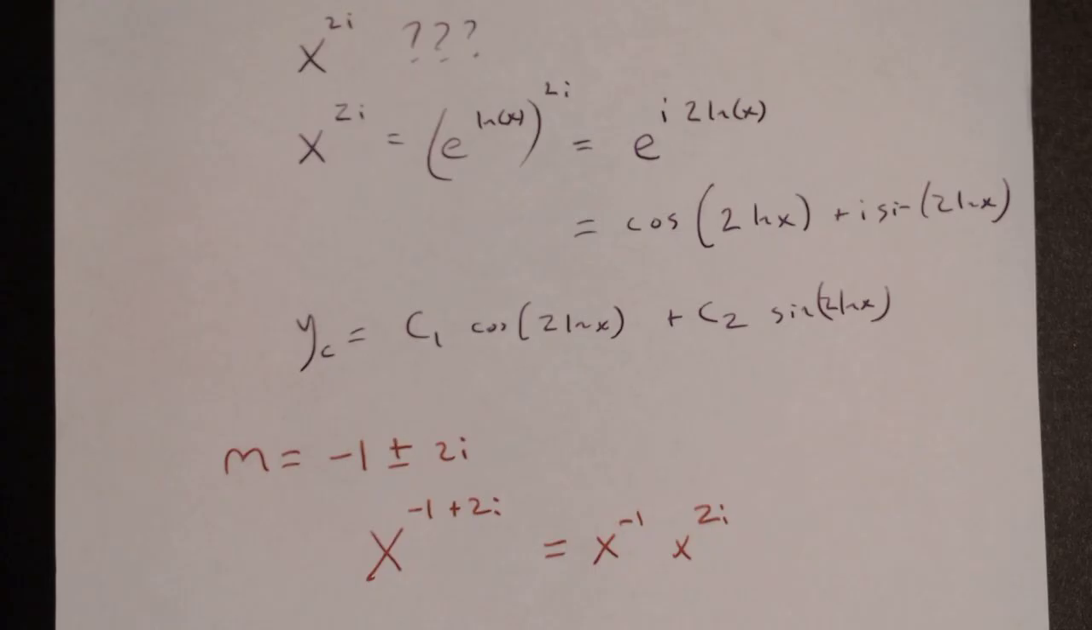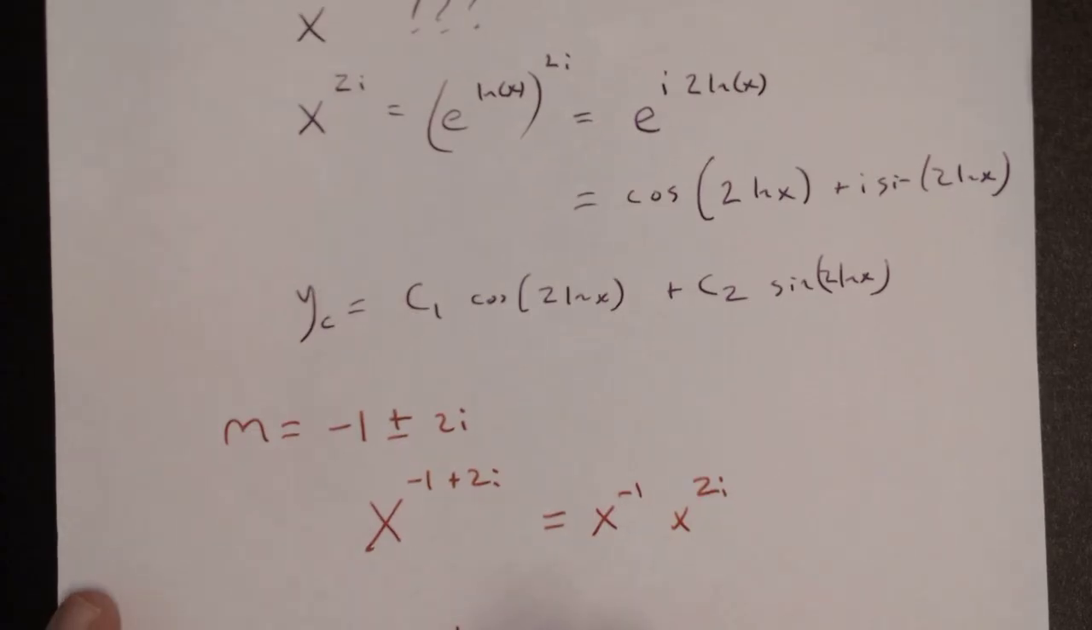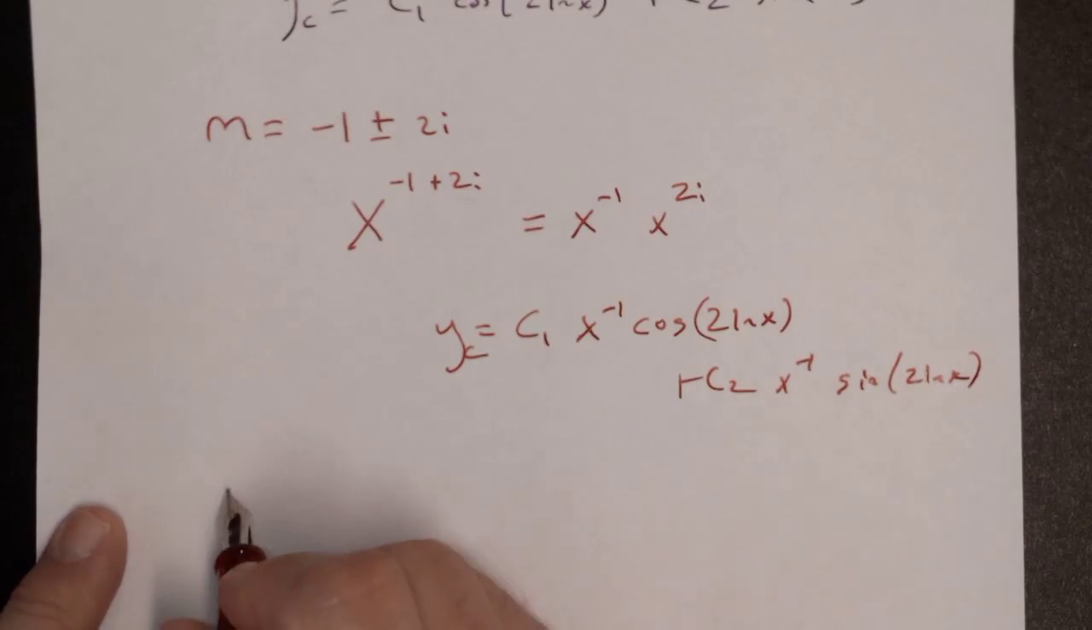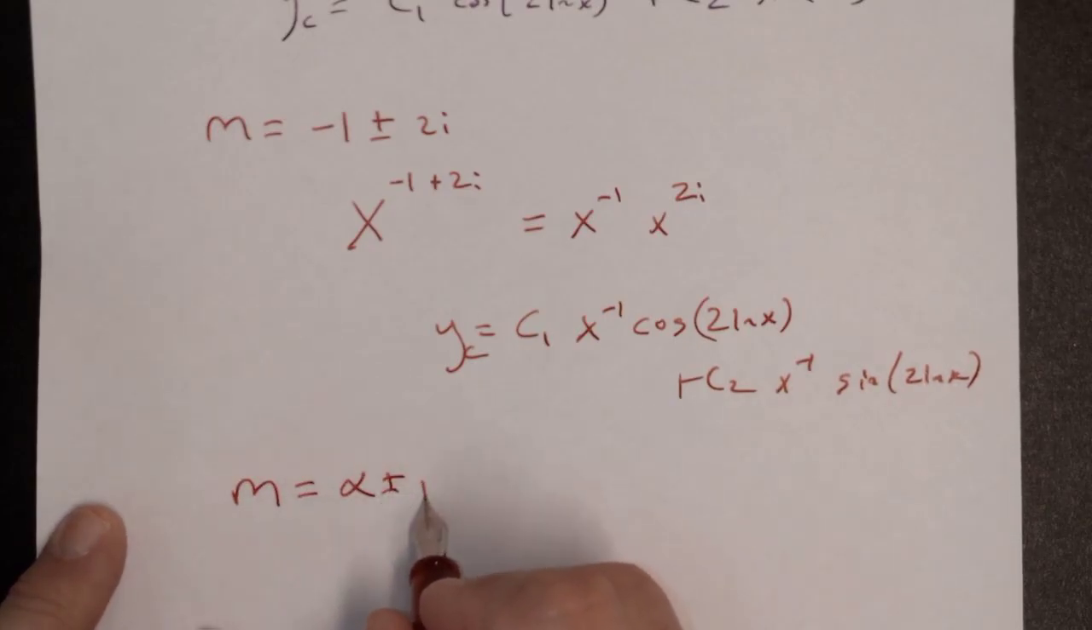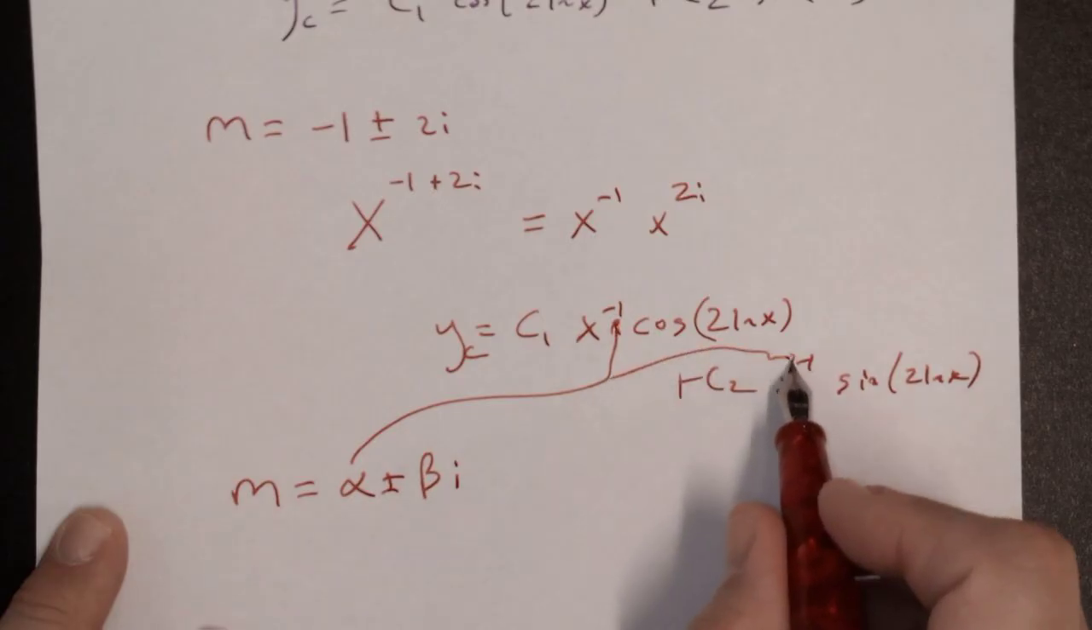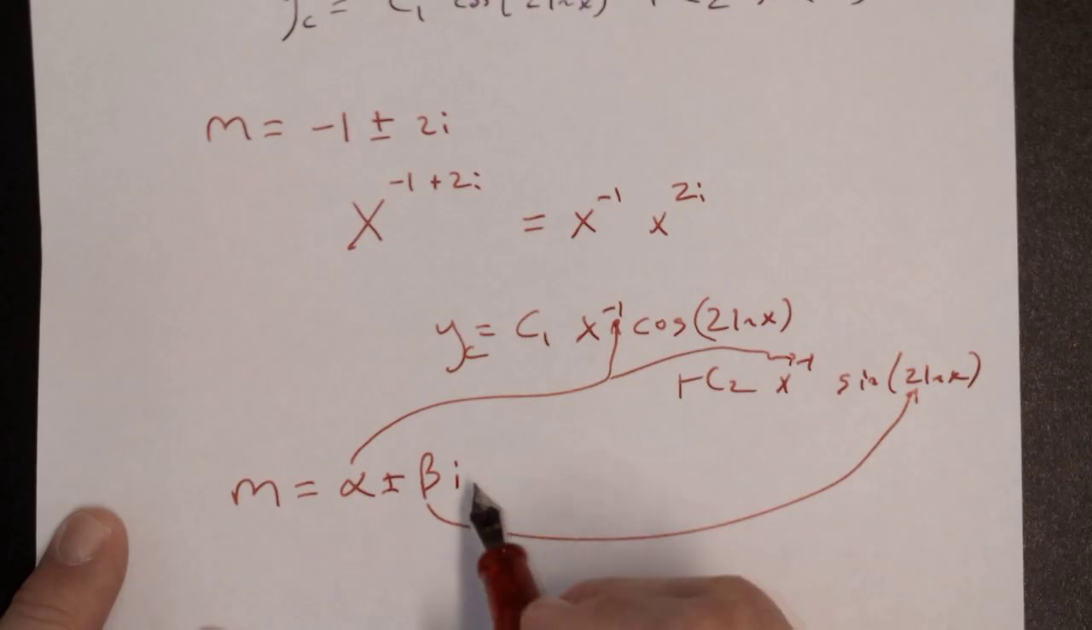But we just did x to the 2i right here, didn't we? So if I were to write out the solution for this bit, it would be y equals C1 x to the -1 cosine 2 ln x and C2 x to the -1 sine 2 ln x. In general, if my root is a complex number, the alpha part is going to go here, and the beta part is going to go here.